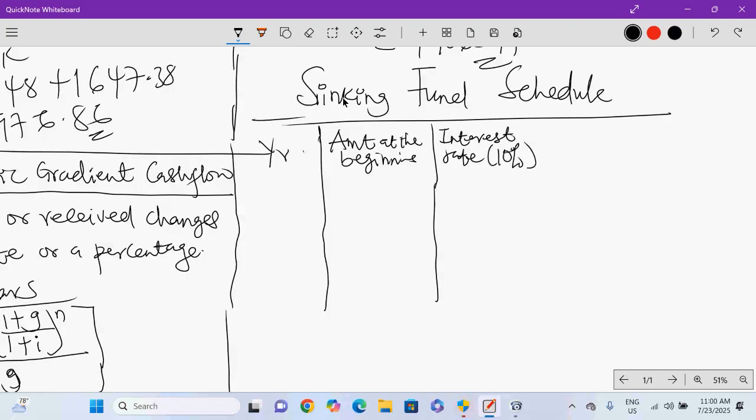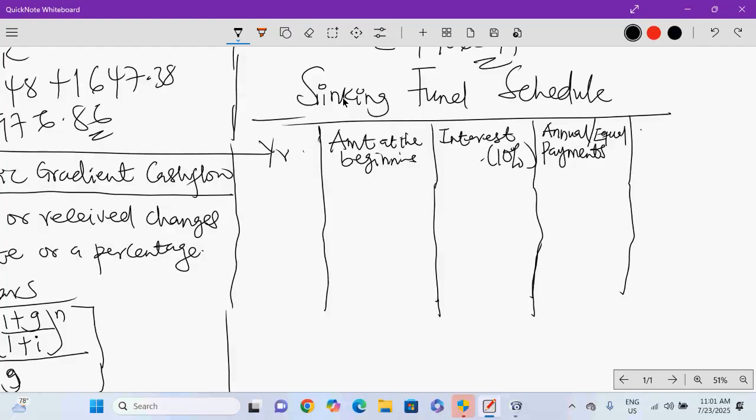The interest rate, which is 10% from this question. And let me say the interest, not the interest rate. The interest on the amount, which is 10%. What else? Then we have the annual payment. The annual or the equal payment, right?